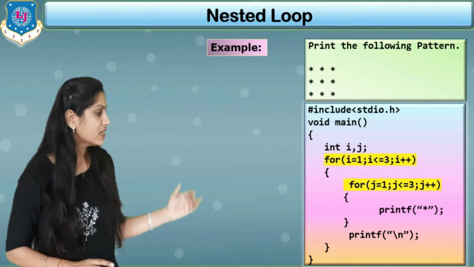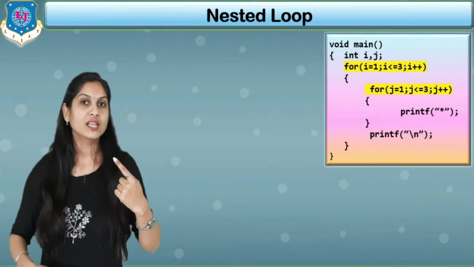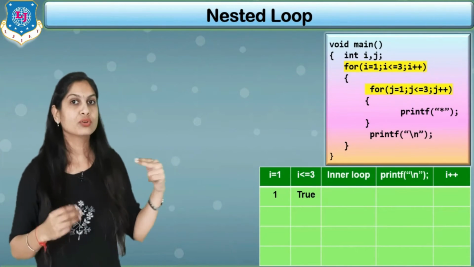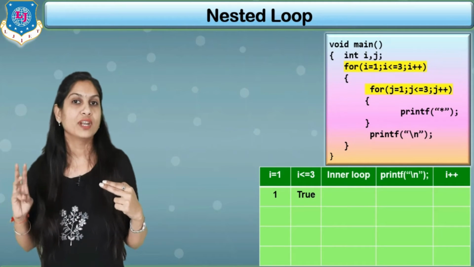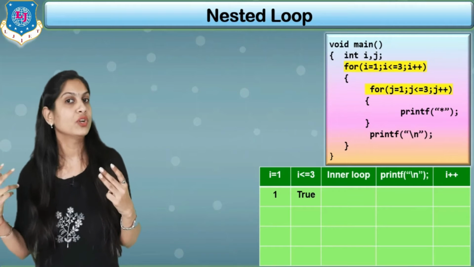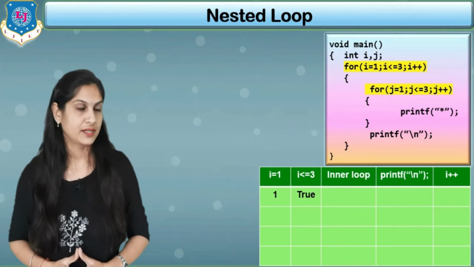Clear? So how will this program execute? When i is 1, the inner loop executes 3 times. When i is 2, again the inner loop is executed 3 times. When i is 3, the inner loop is executed 3 times. Clear? That is the concept of nested.